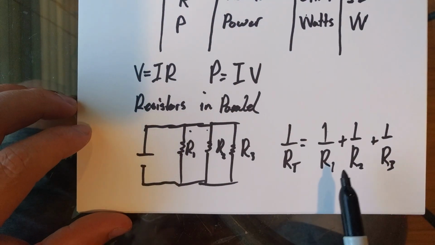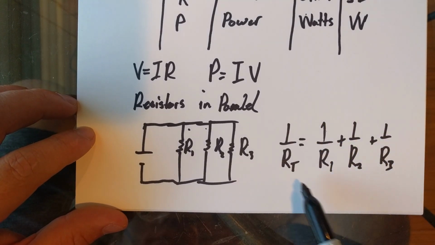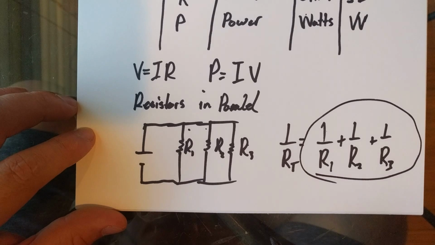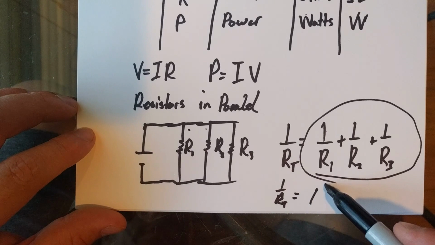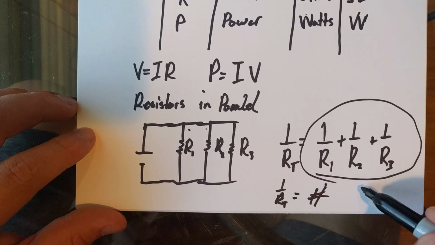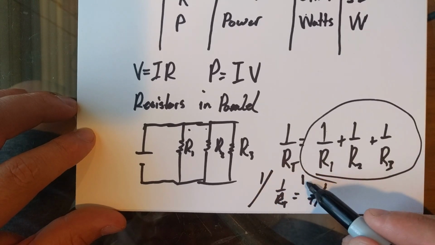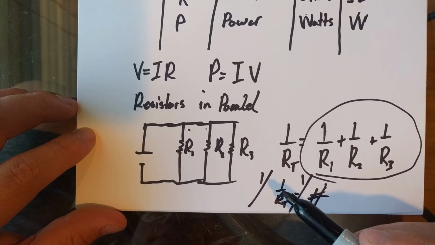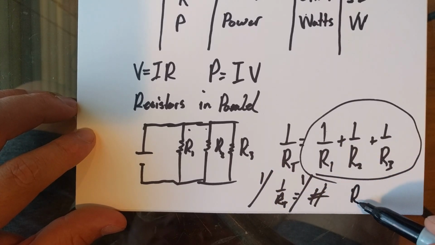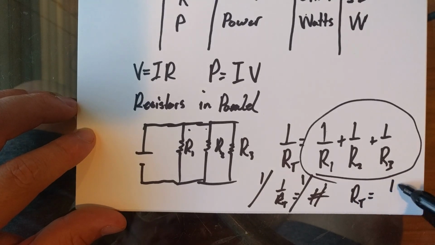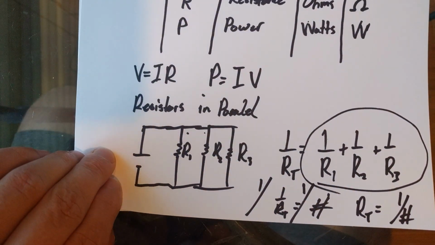Okay? You have to be careful. Typically what you will do is you'll put all these fractions into your calculator, add them up, and then you'll get 1 over RT is equal to some number. And then you're going to divide 1 by each side, and that will give you RT is equal to 1 over whatever that number is that you got when you added all these together. Okay?